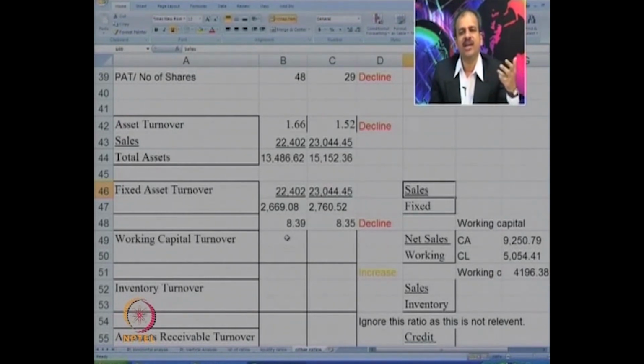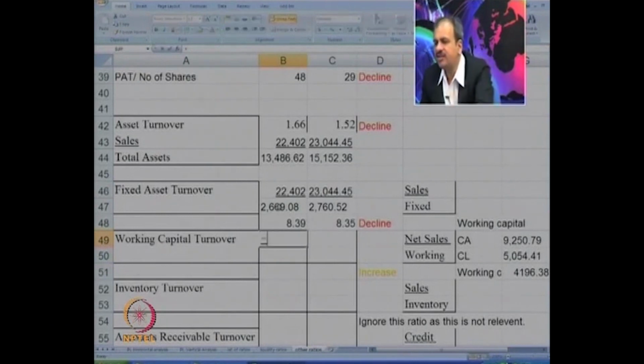how effectively the company is utilizing its working capital. So, what is the formula now? Here we try to find net sales versus working capital. Net sales is the figure which anyway we know. Working capital we will get from the balance sheet. So, we will go to the balance sheet.